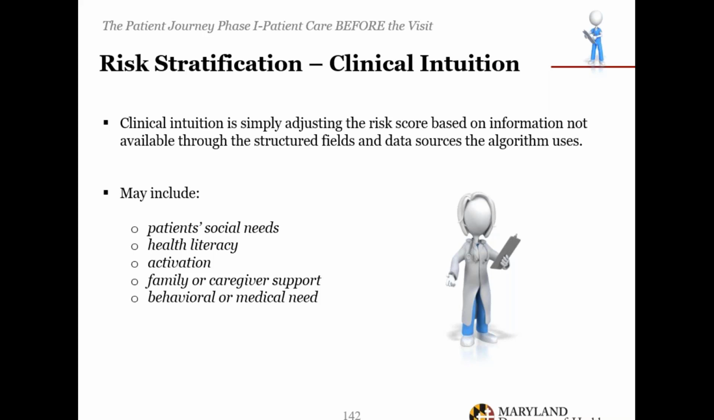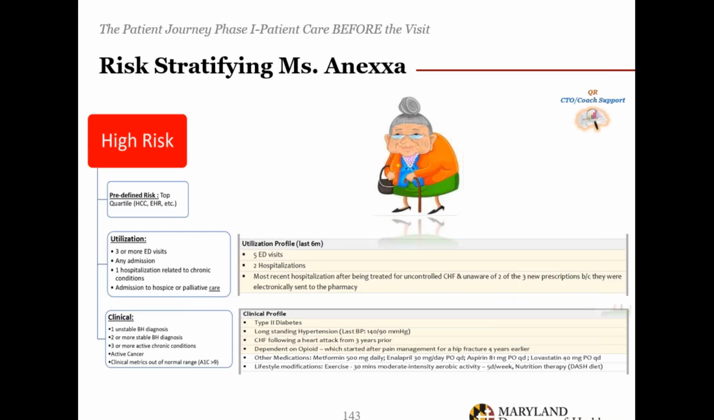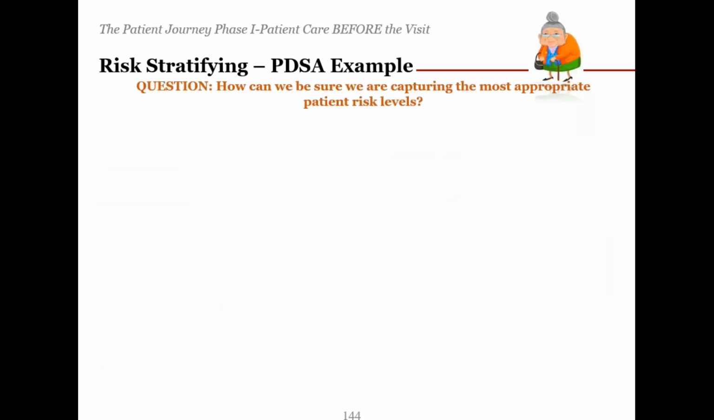Okay. All right. So based on Ms. Annex's profile, she has utilization of 5 ED visits, 2 hospitalizations in the past 6 months, a recent hospitalization. She's type 2 diabetic, with long-standing hypertension, congestive heart failure, and dependent on opioids. Based on this high level criteria, she's high risk. So it can be as simple as that. But again, you can have more comprehensive, in-depth risk stratification methodologies like the AFP tool and whatnot. So just do what works for you.